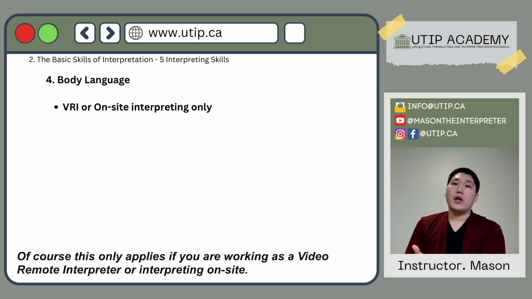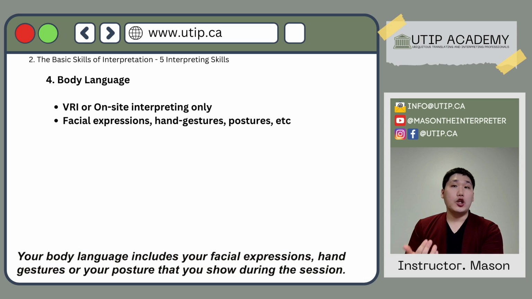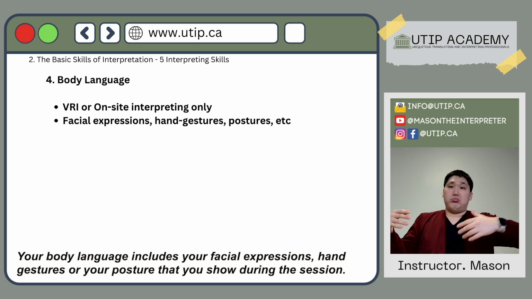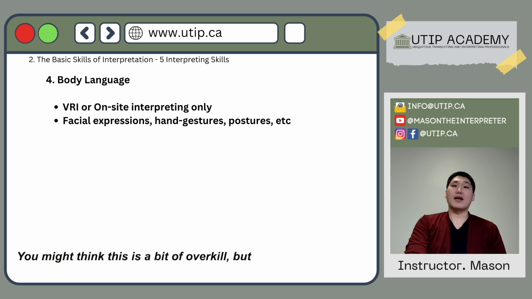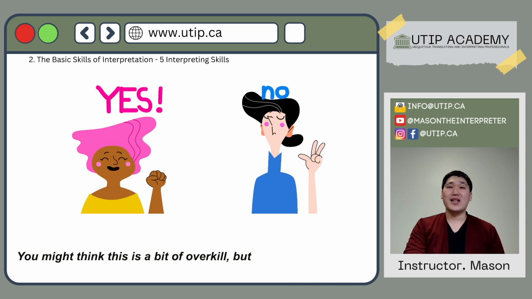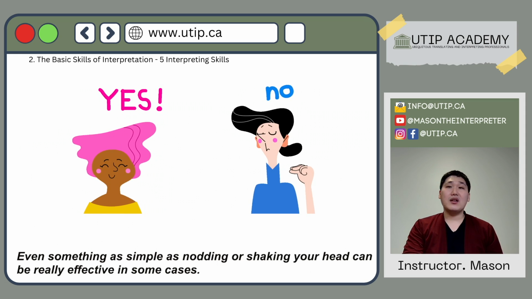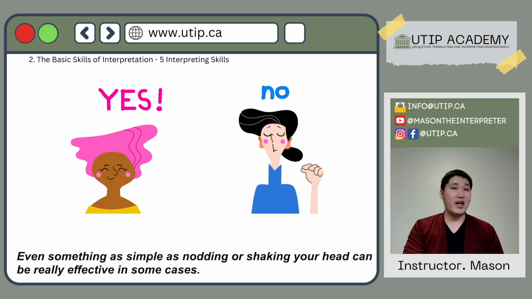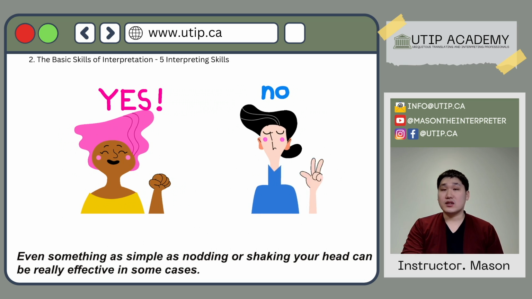Of course, this only applies if you are working as a video remote interpreter or interpreting on site. Your body language includes your facial expressions, hand gestures, or your posture that you show during the session. You might think this is a bit of overkill, but even something as simple as nodding or shaking your head can be really effective in some cases.